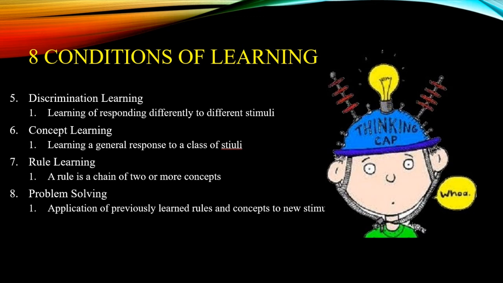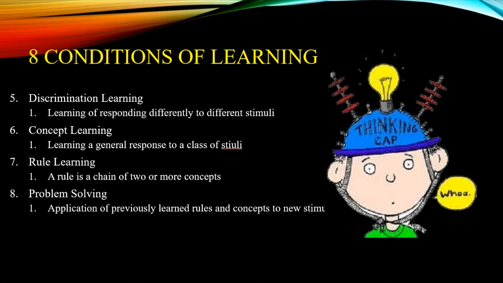The 6th condition is called concept learning. This is the learner's ability to make consistent responses to a class of stimuli. An example would be riding a motorcycle or a manual transmission car, both using a clutch, gear, and accelerator in the correct manner. The 7th condition is rule learning.